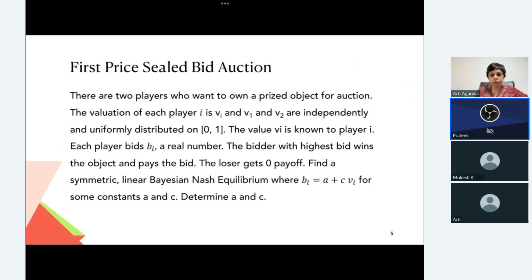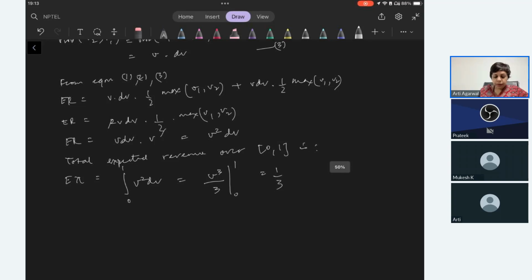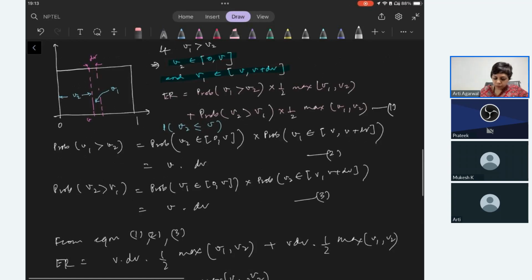Yes, ma'am, one small question. In our last problem, we have taken two cases. V1 is greater than V2 and V1 is smaller than V2. Why don't we take the option V1 equals V2? Yes, that's a good question. I think somebody was asking something similar in the discussion forum also.